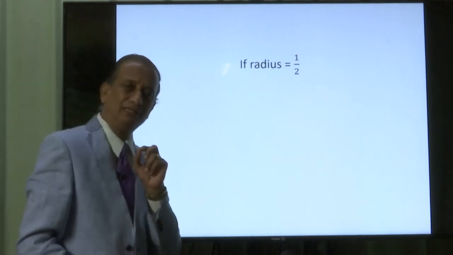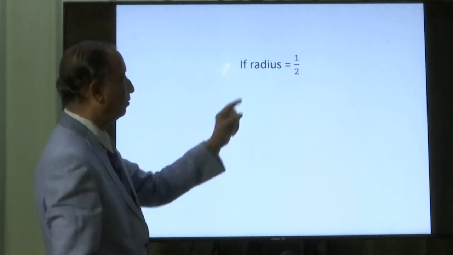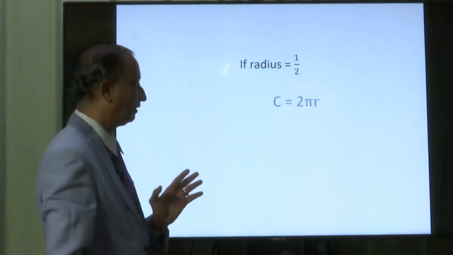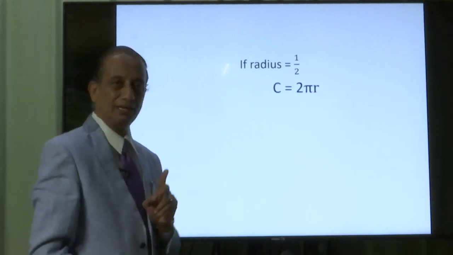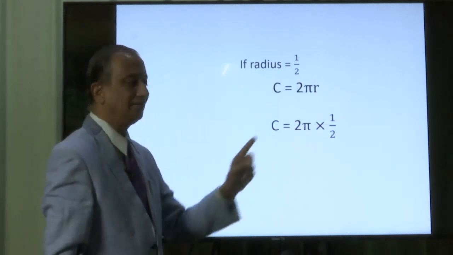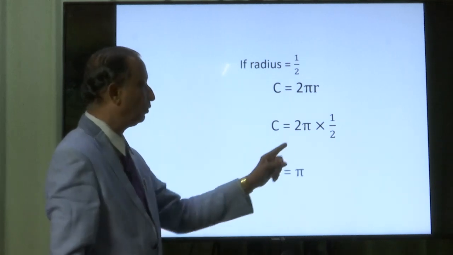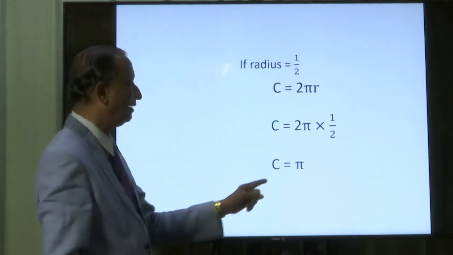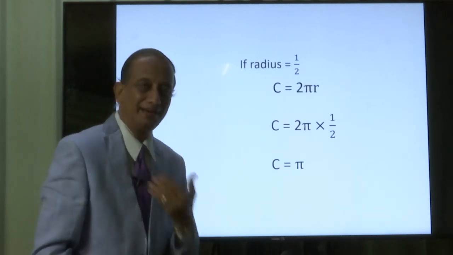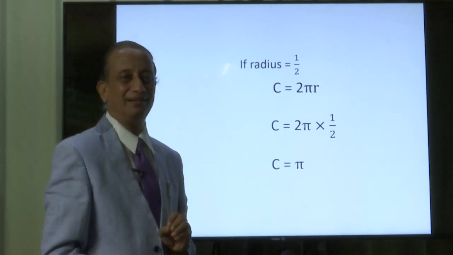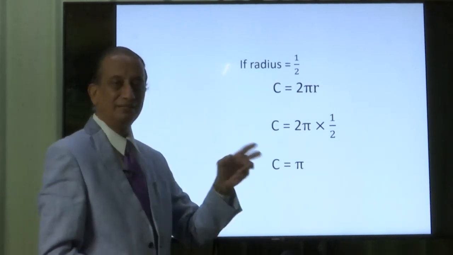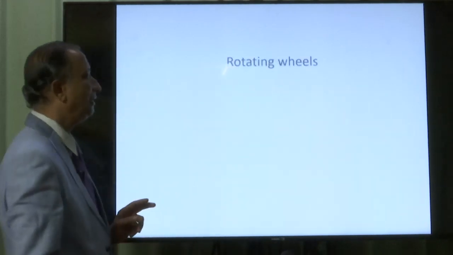Now, let us take a particular example and find out what happens to the circumference if the radius is half a unit. We just understood that circumference is 2 pi r. In place of r, substitute 1/2. So, the 2 and 2 get cancelled and we get circumference is equal to pi. So, if the radius of a circle is half a unit, then the circumference and the proportionality constant will both be equal to each other.